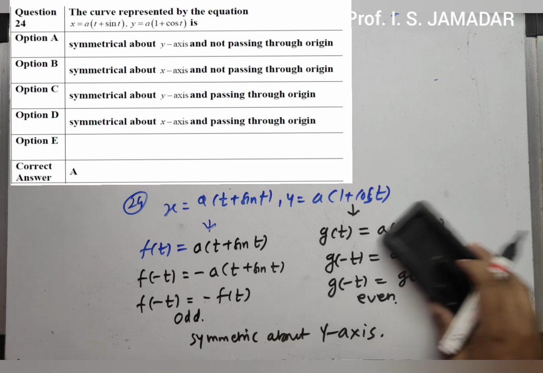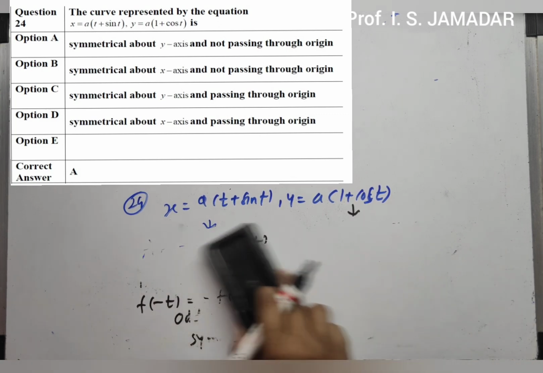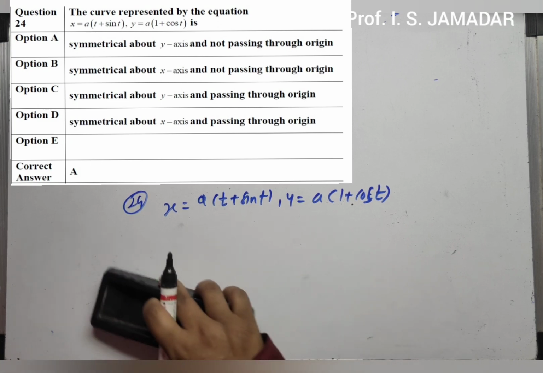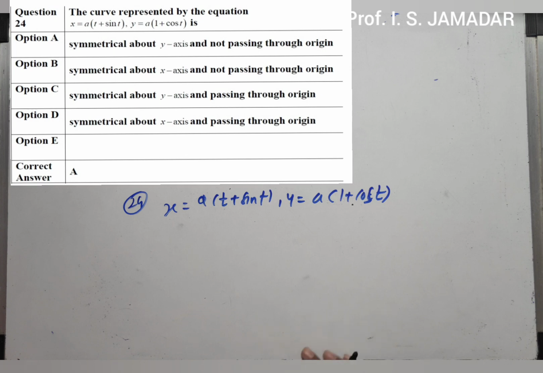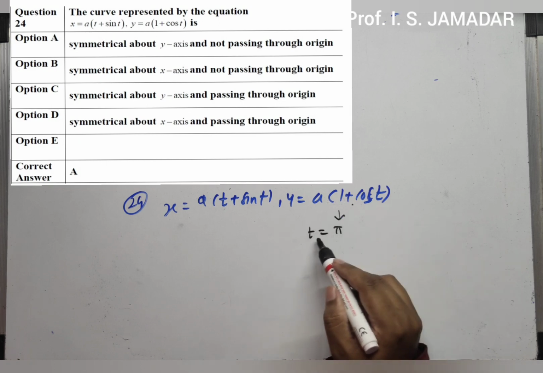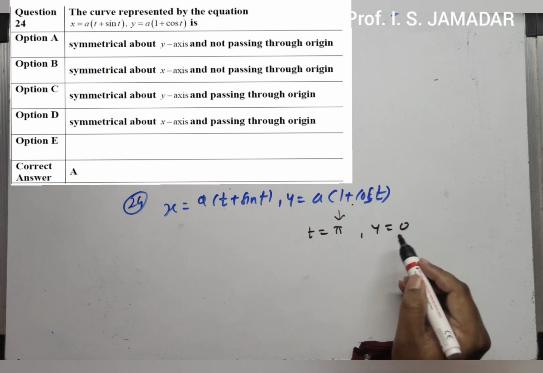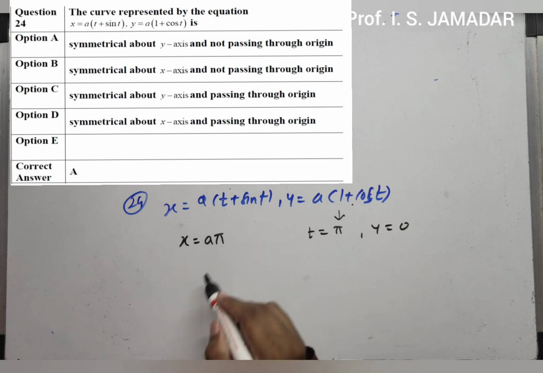Now in case of a parametric curve, when we say that curve is passing through origin, if for same value of parameter t both x and y becomes 0, then we can conclude that curve is passing through origin. Now here we can see that for t equal to pi, cos pi is minus 1, so y will become 0. But for t equal to pi, x does not become 0, x is a pi.